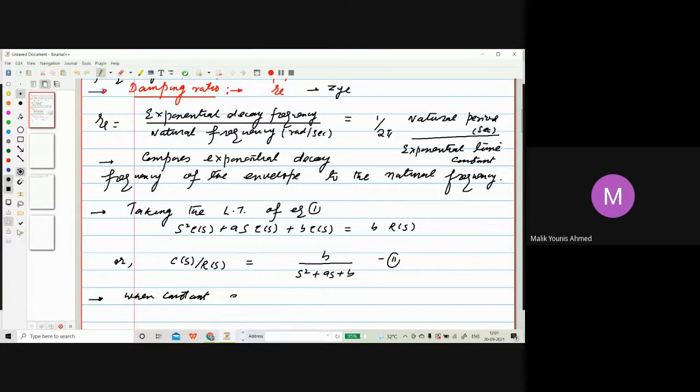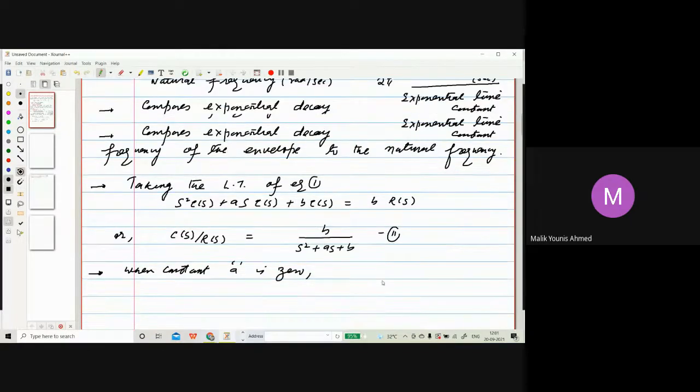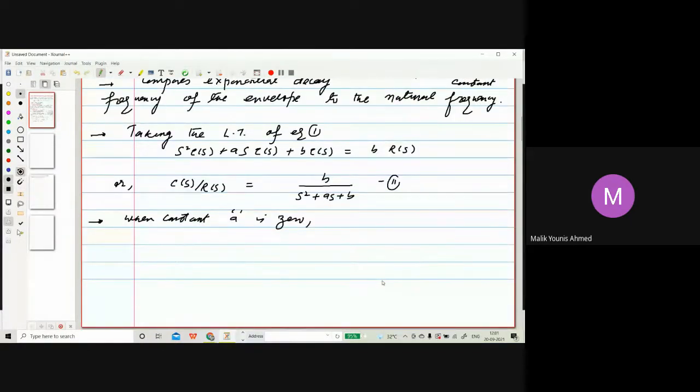When constant A, which is in the denominator, is equal to 0, then what is going to happen? If this is 0, this will become b square s square plus b square. So roots of this will be purely imaginary. When roots are purely imaginary, that will be an undamped system. It's very clear. Roots are purely imaginary, so there is no damping part. We have seen it last time. A is equivalent to 0. The system will be undamped.